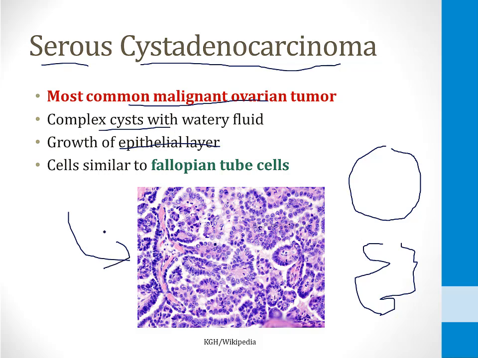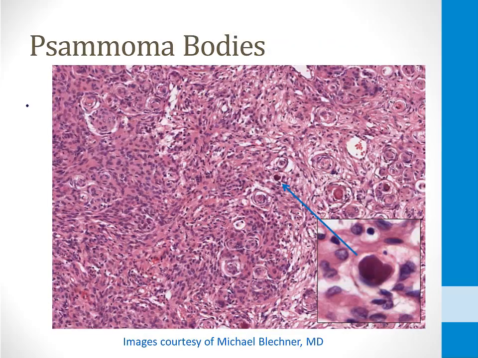And one thing to know about the tumor cells in a cyst adenocarcinoma is that they share many similarities with fallopian tube cells. And one of the theories of the origin of these types of ovarian cancers is that they derive from the fallopian tubes. Another feature that is sometimes seen in serous cyst adenocarcinomas is the presence of psammoma bodies.